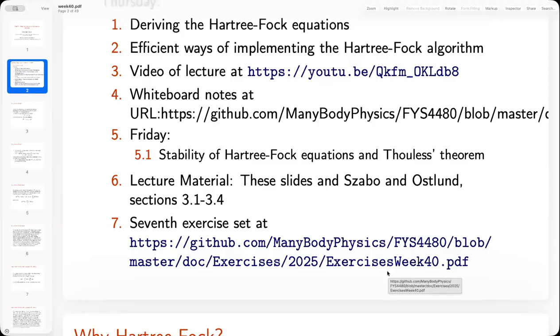Welcome back. And the topic today is a more technical one. We are going to look at the stability of the Hartree-Fock equations. And at the same time, we are going to introduce a theorem which is called Thouless theorem.